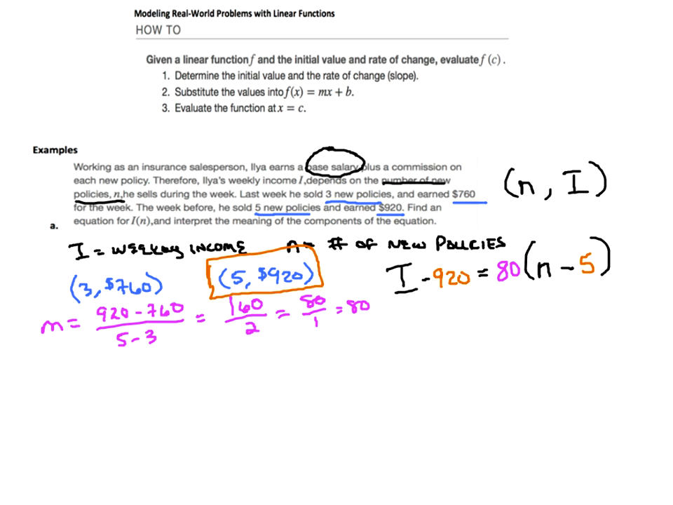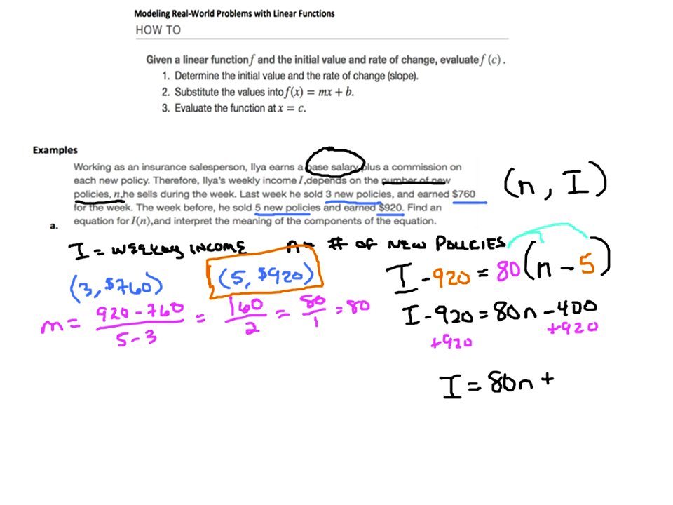So there's my point slope form, and I want to move to slope intercept form. Slope intercept form is the nicest form to have the equations of your lines in. Okay, so I need to distribute. I've got I minus 920 equals 80N minus 400. Add 920 to both sides. And I get I equal to 80N plus 520.